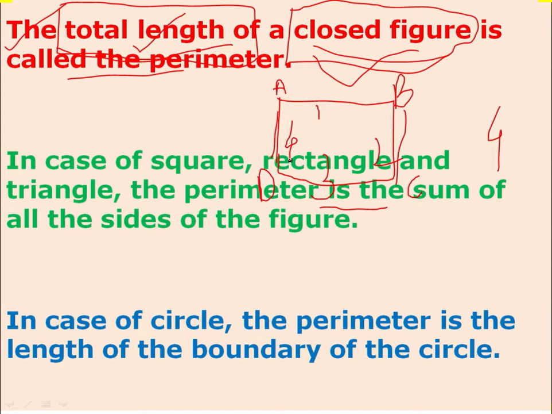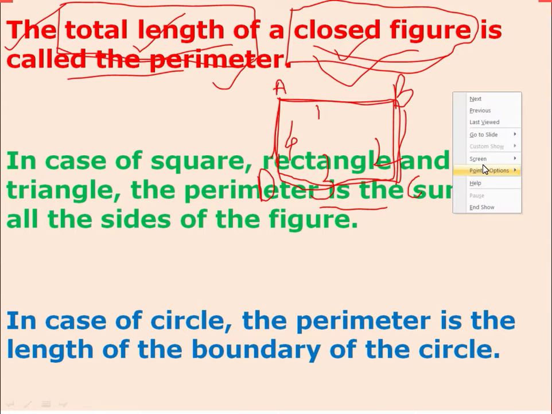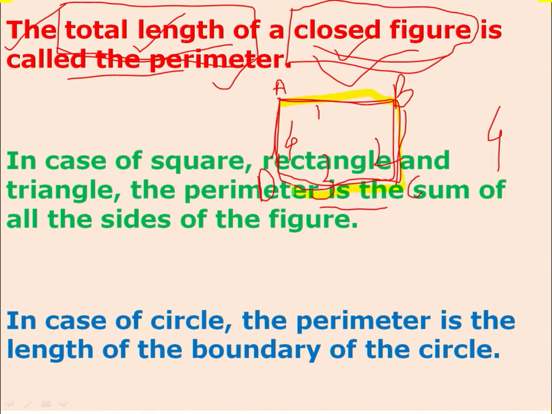So whenever we talk about the perimeter of any closed shape or closed figure, the perimeter is nothing but the sum of all the sides, or we can say the sum of all the lengths of this closed shape. Now, suppose we talk about the perimeter of this shape, then we simply talk about A to B, B to C, C to D, and D to A. This is the actual length or total length of this rectangle.